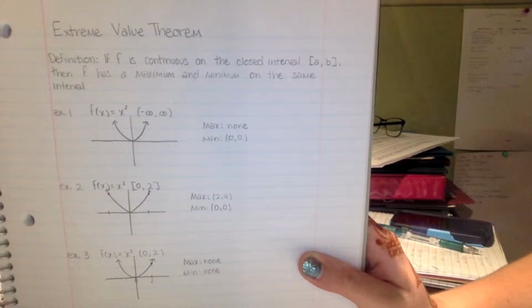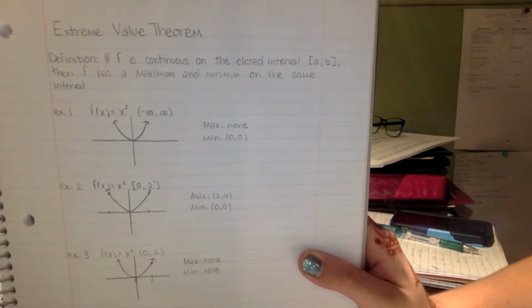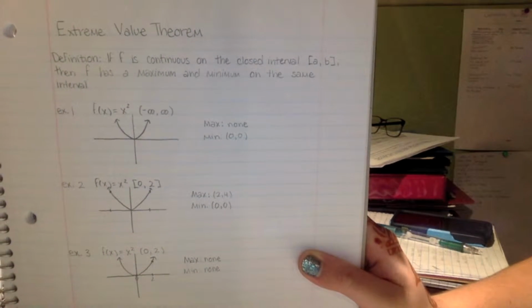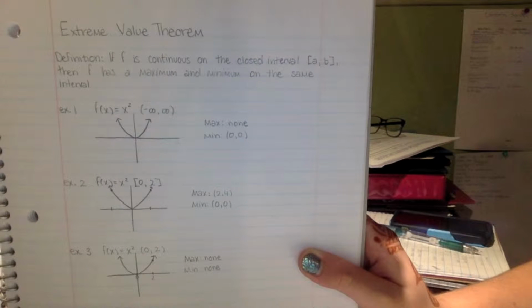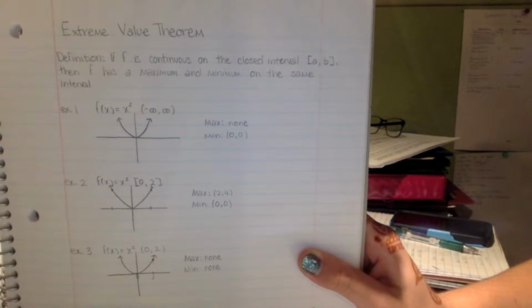The definition of the extreme value theorem is, if f is continuous on the closed interval from a to b, then f has a maximum and minimum on the same interval. This means that on a closed interval there is always an absolute maximum or minimum.